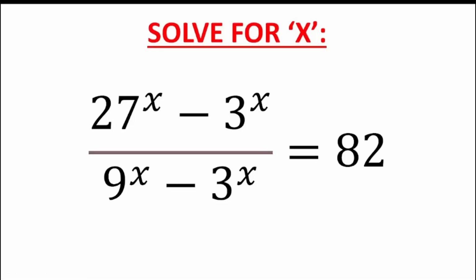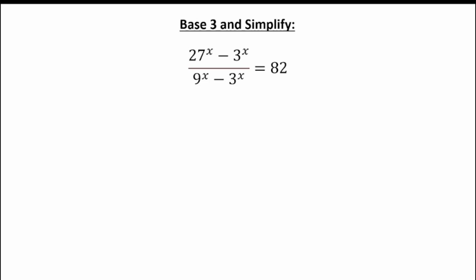Today we're going to be attempting this difficult question where we have to solve for x in (27^x - 3^x) / (9^x - 3^x) = 82. So where do we begin? We need to start by making everything have a base of 3.